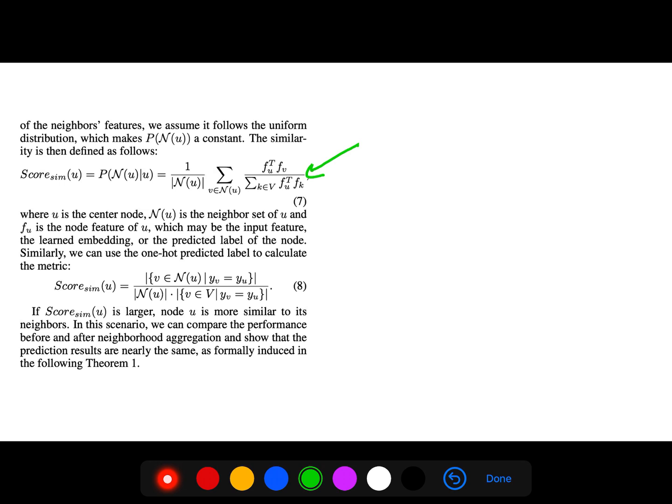U is the center node, and N(U) is the set of neighbors of U, and f sub U is the node feature of U. Similarly, we can use the one-hot predicted label to calculate the metric. If this score is larger, node U is more similar to its neighbors.